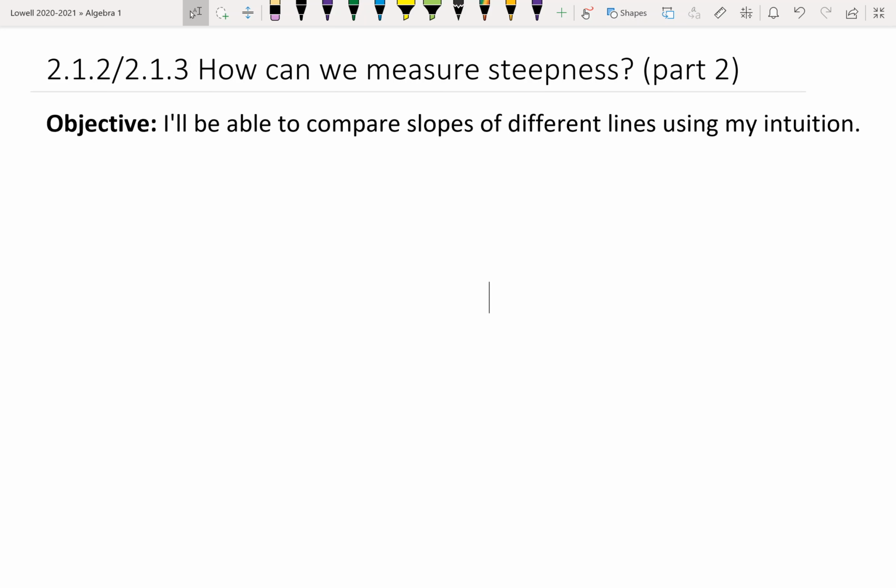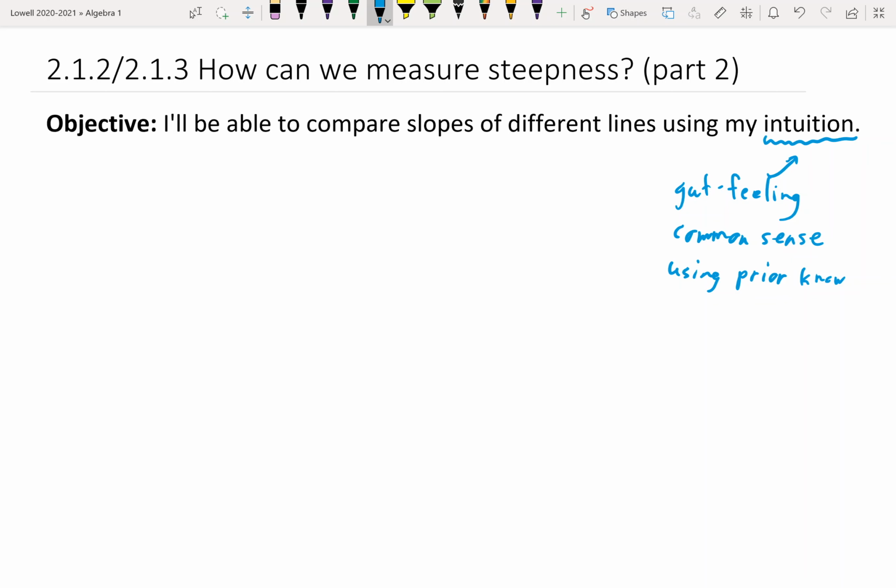So this intuition, you might have heard that word before, or maybe heard the word intuitive. But really all using our intuition means is using a gut feeling, or some people say common sense, or it just feels right. Another way to think of this is using what we know, prior knowledge. And to do that, we're going to take a look at a couple problems here.